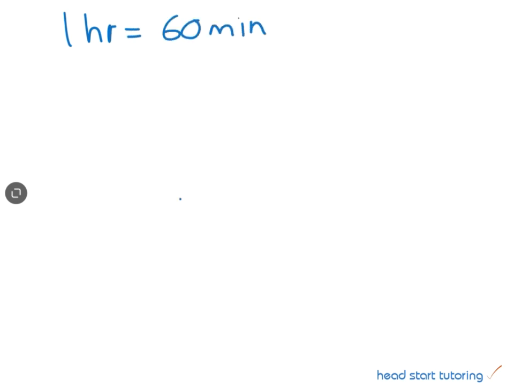One hour is equal to 60 minutes. So when we are converting from hours to minutes, we multiply by 60. And when we are converting from minutes to hours, we divide by 60.